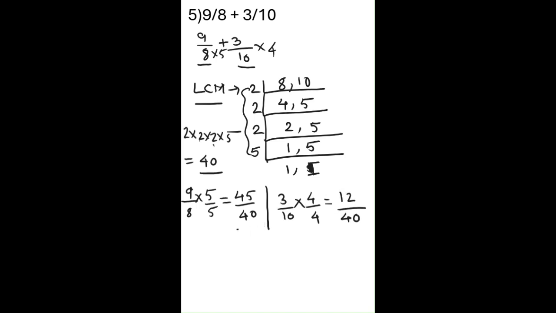Now you can directly add these two fractions because they have the same denominator. So 45 plus 12 by 40 is equal to 57 by 40. This is the answer.